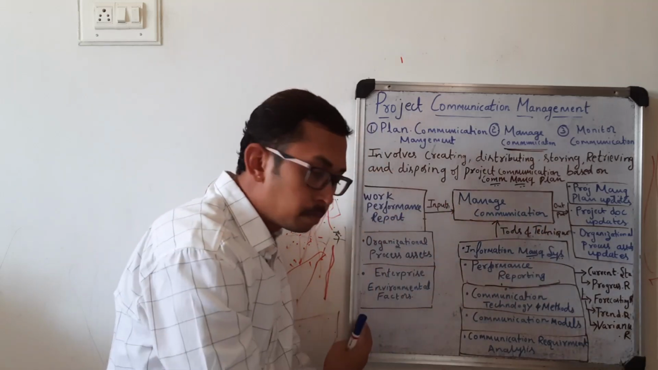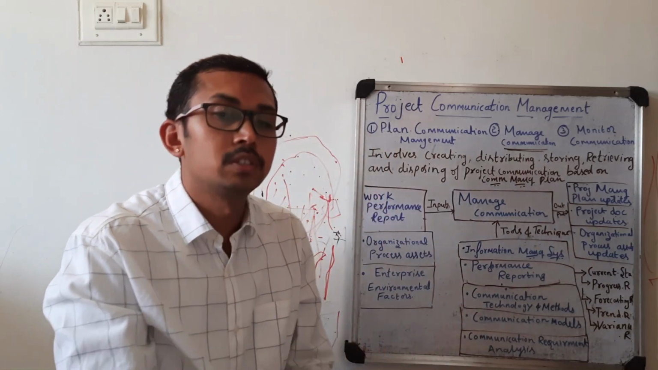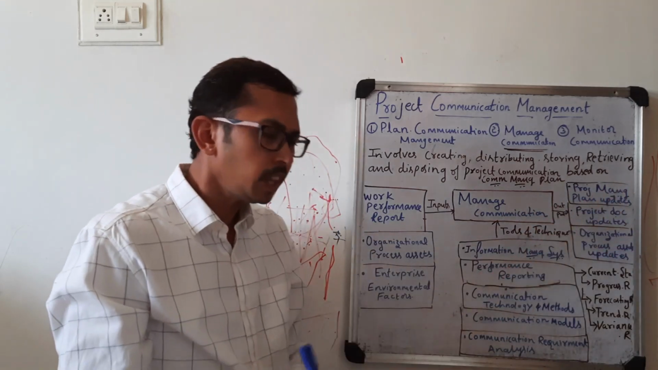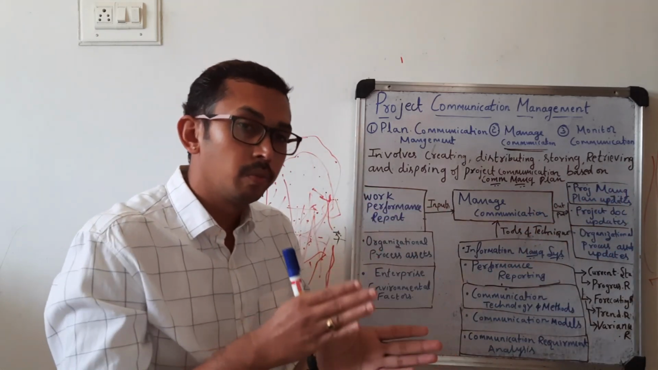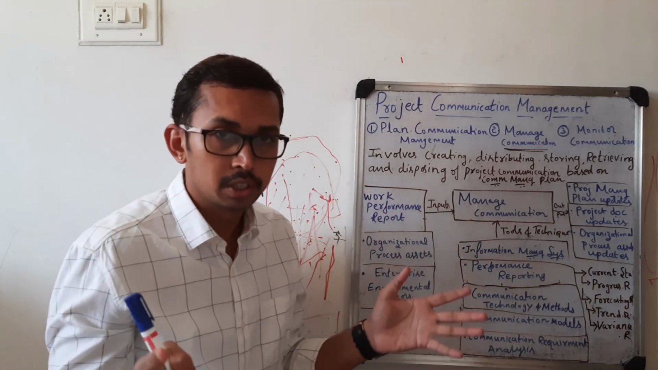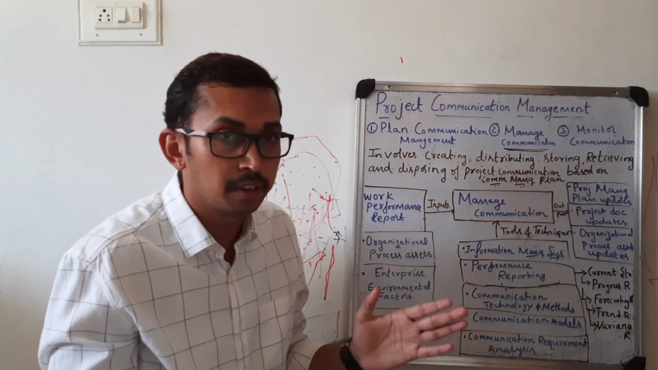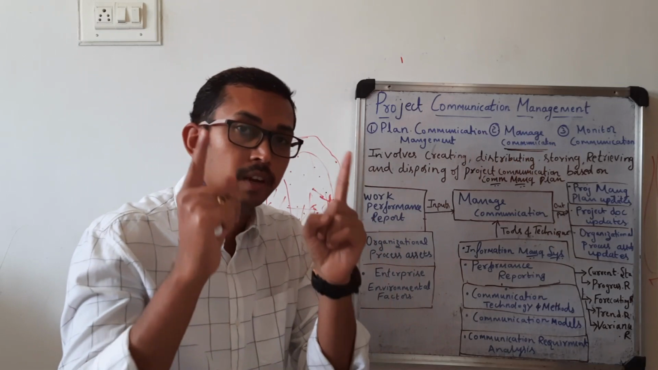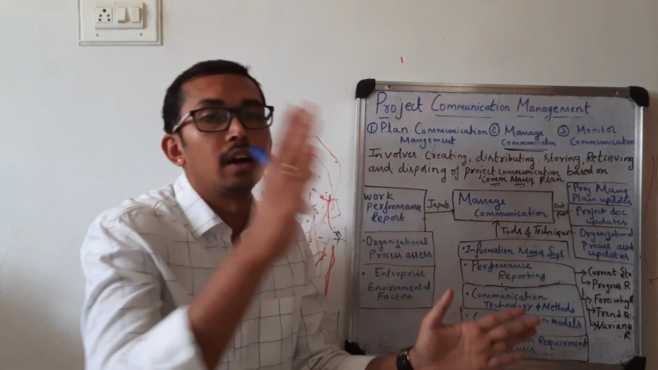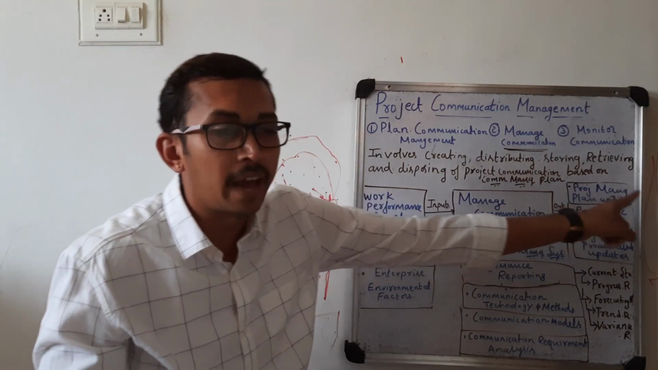These are the inputs, these are the tools they are going to use, and the output is project management plan updates. As we all know, the activities are always going to be rescheduled due to many situations, and all those things will be updated. This is in the execution phase, my friends. Manage communication comes in the execution phase. It will be different between the plan and the actual, and that is what we are going to report in the project management plan updates.